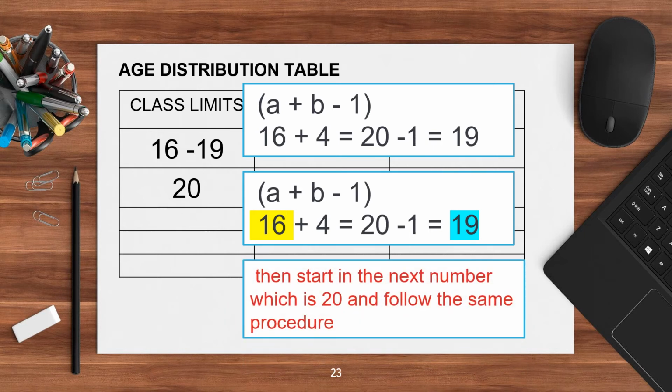And then you need to start with the next number. So the next number for 19 is 20. Then start using the same formula as we have done a while ago. So if 20 will be our next number, plus 4, that will be 24, minus 1, that will be 23.